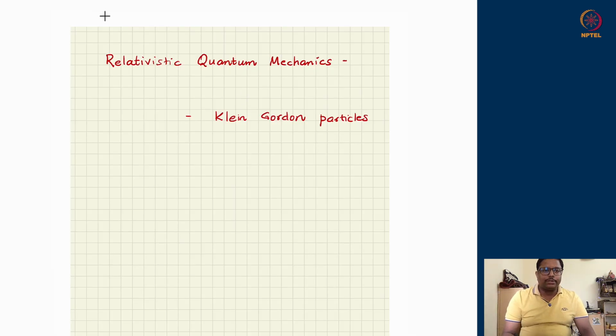So in today's discussion session, we will resume our discussions on the structure of relativistic quantum mechanics. And for today, we were going to deal with one set of differential equations which we had found to be compatible with special relativity, which goes by the name of the Klein-Gordon equation.